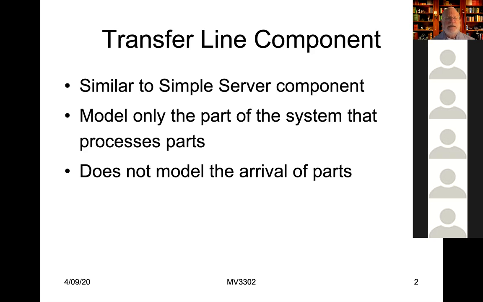So today I'm going to talk about this transfer line component, which is basically doing the same thing as the one that we talked about yesterday, except that it omits all of that stuff up in the beginning. In other words, the idea is it's only going to model the part of the system that processes the parts once they come in, and it doesn't model the arrival of the parts. And that's similar to what we did with the simple server component the other day.